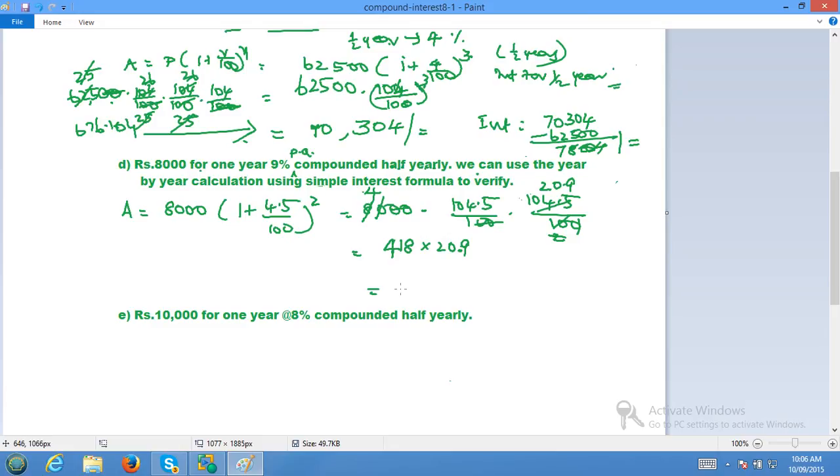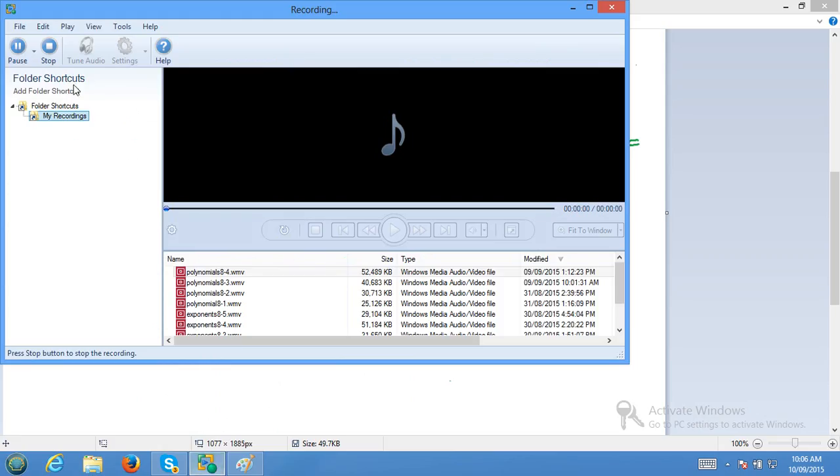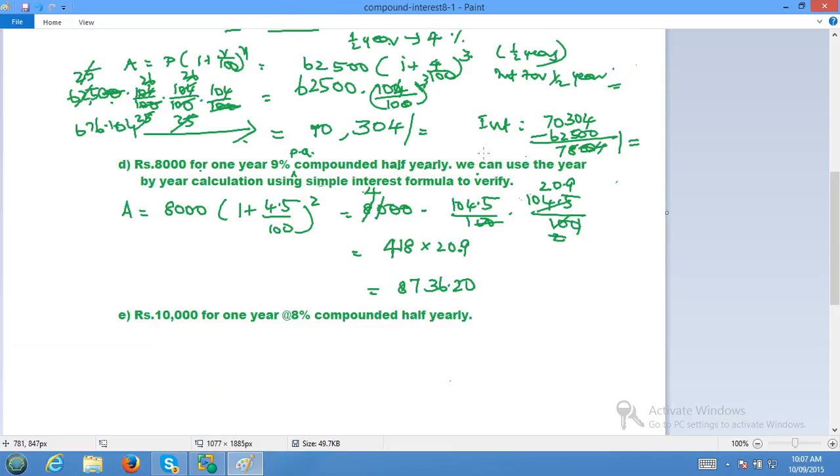So if you multiply, you get 8,736.20. Once we know the principal, interest is equal to 8,736.20 minus 8,000. This interest is 736.20 rupees. Wherever rupees is given, you write rupees here also, and in the final answer you write rupees.